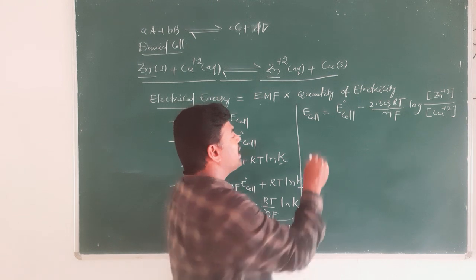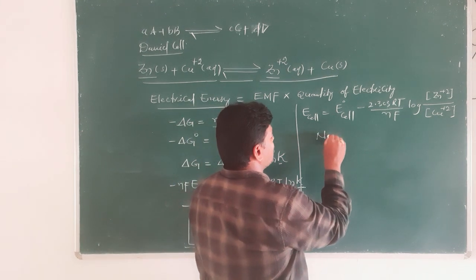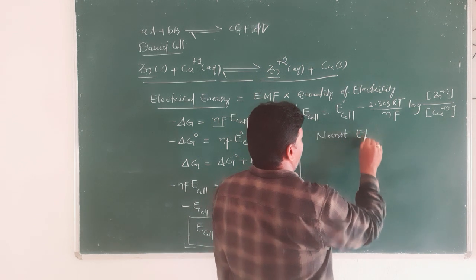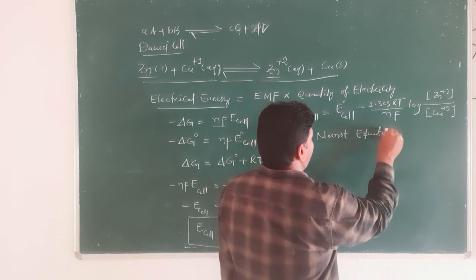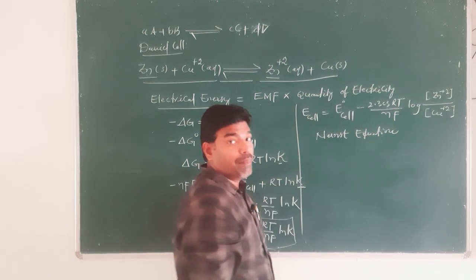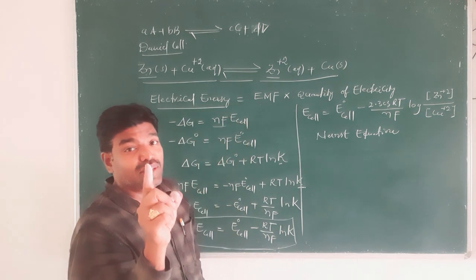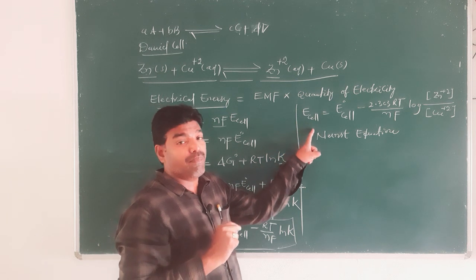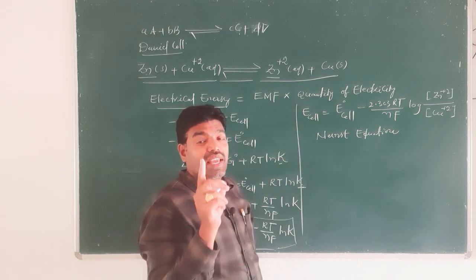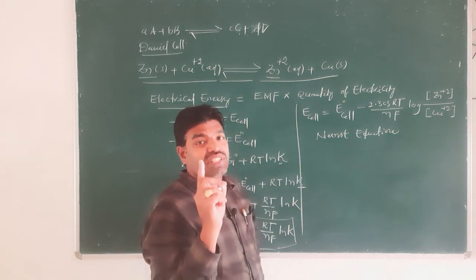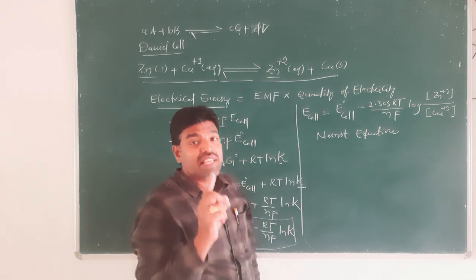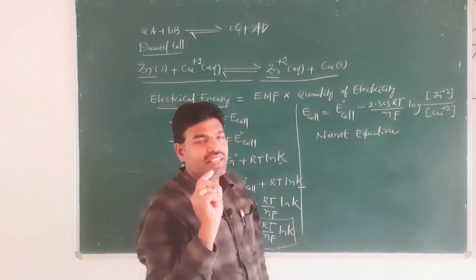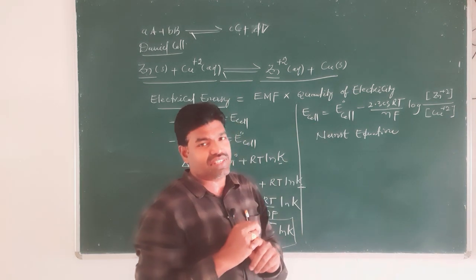This is called the Nernst equation. And this equation is applicable to single electrode reactions also. This is the most important equation in electrochemistry, which enables us to calculate the single electrode potentials and EMF of these cells.